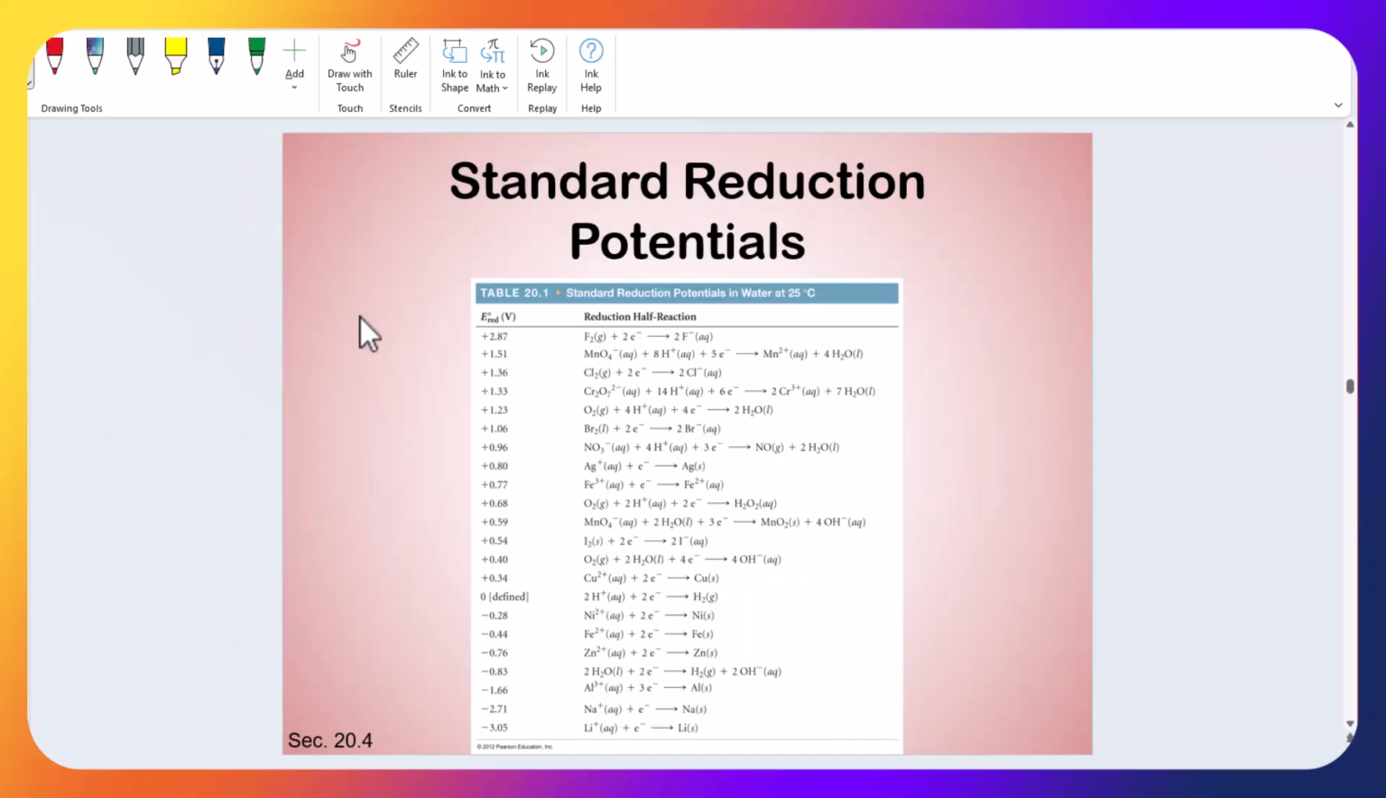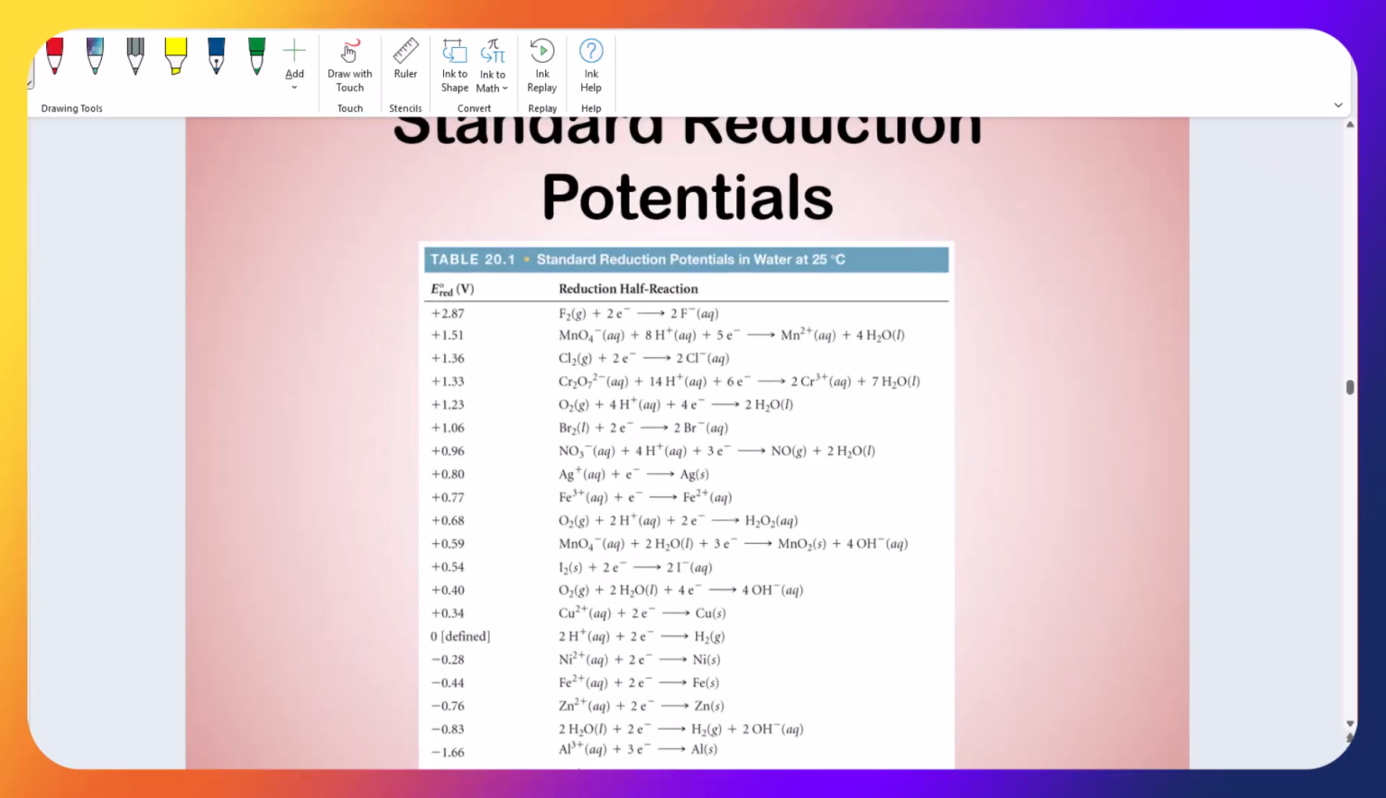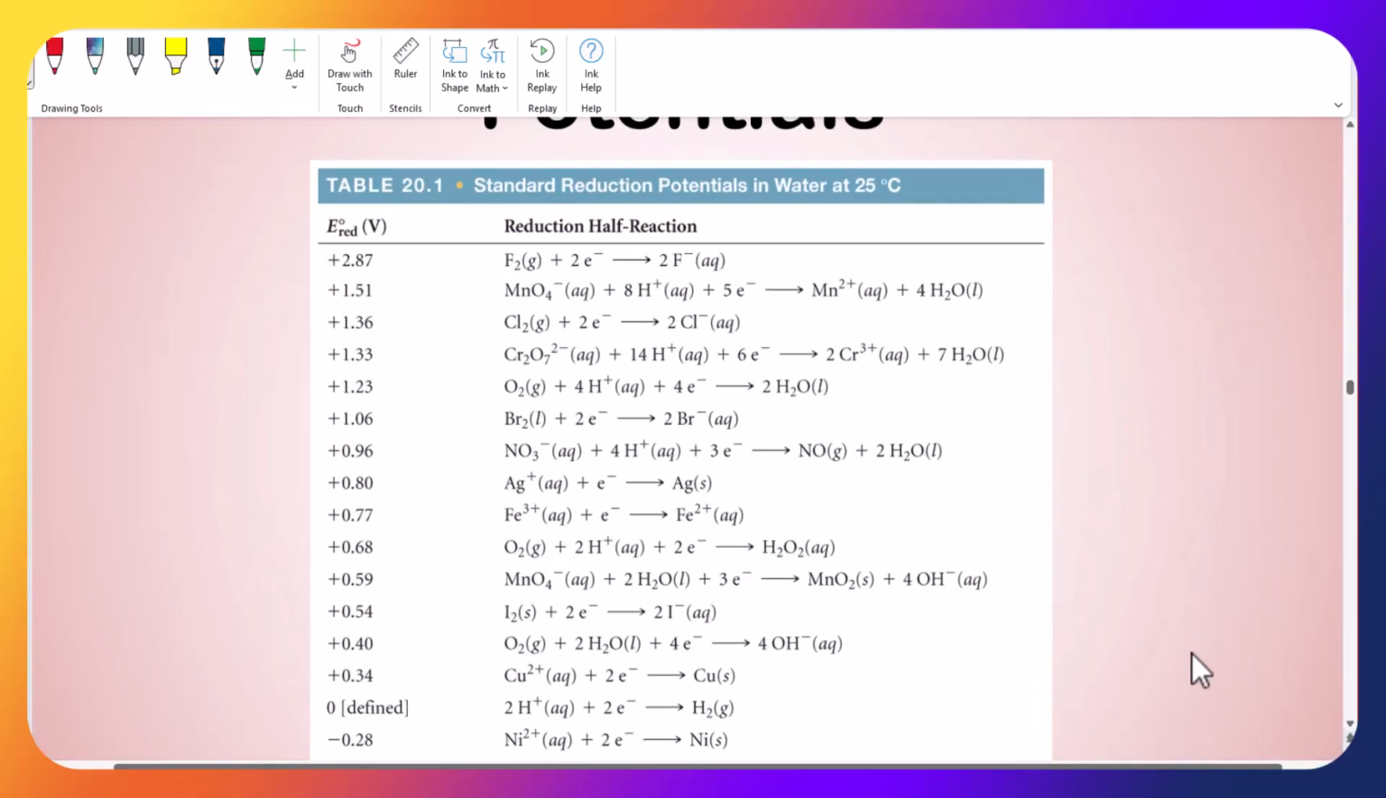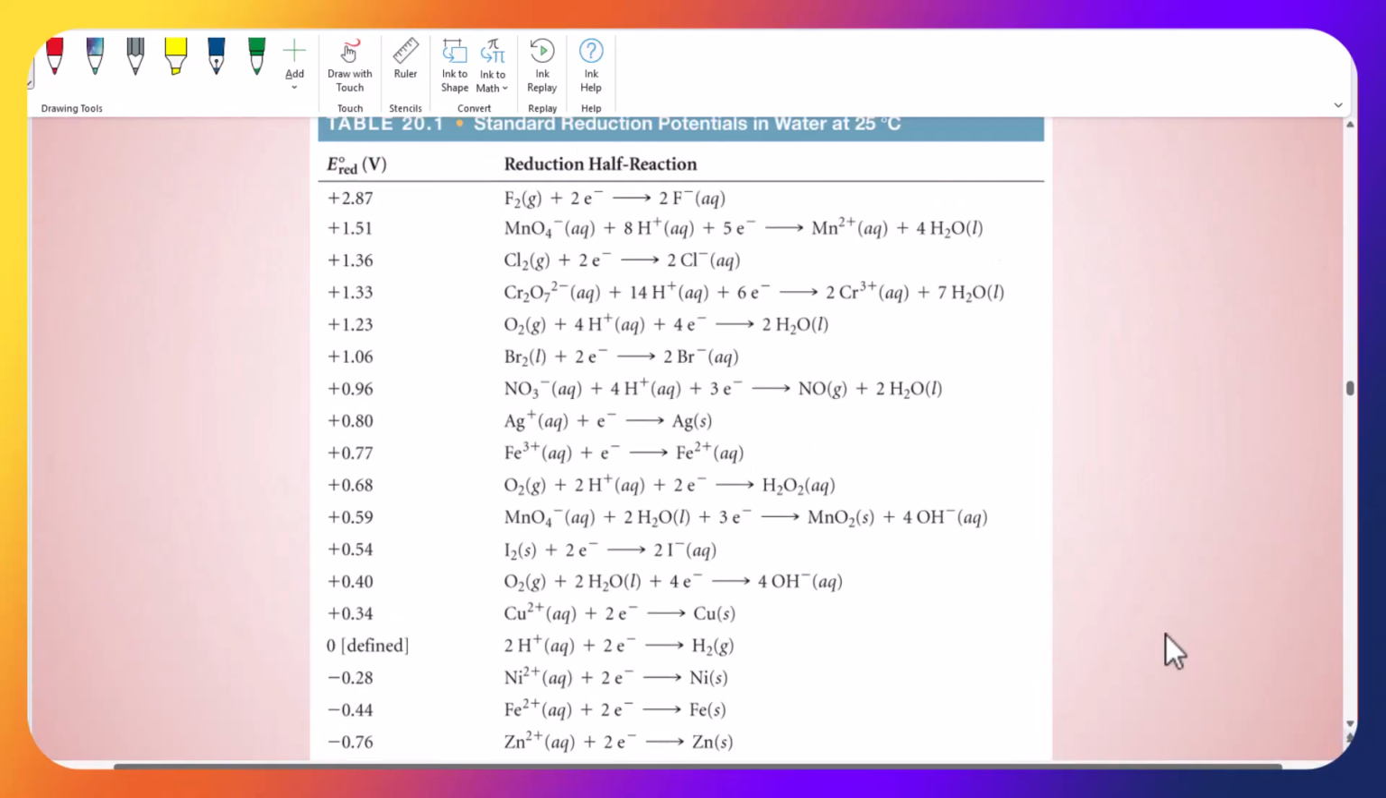All right, standard reduction potentials. I'm going to blow this up a little so you can actually see it. You might notice if we look at them, they're all written with electrons on the reactant side. That means these are all written as reduction potentials. You'll see the electrons are all on the reactant side.